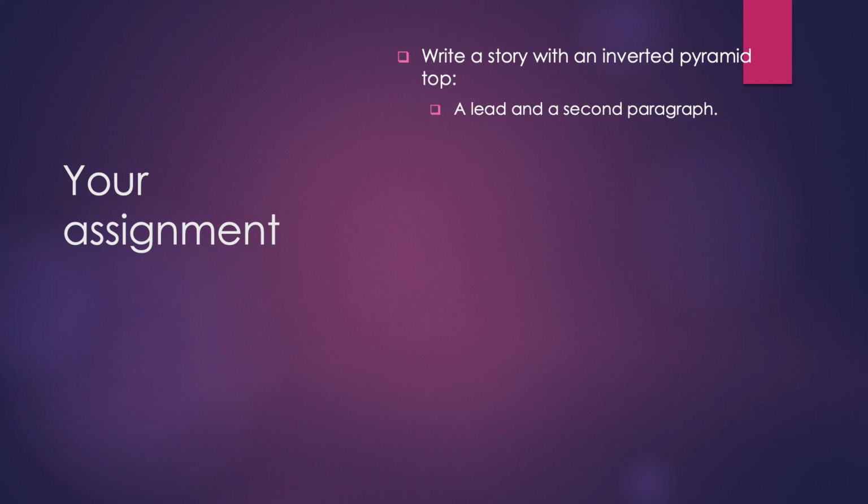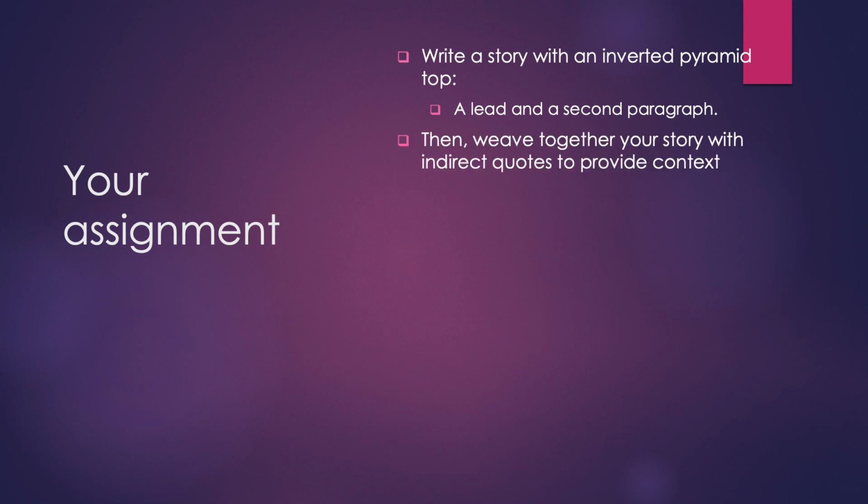So here's what your assignment is going to be. You're going to write a story with an inverted pyramid top, and you're going to use the fact set about the hiker. You're going to write a lead and a second paragraph, and then you're going to weave together your story with indirect quotes to provide context and direct quotes to provide color, just the way I showed you.